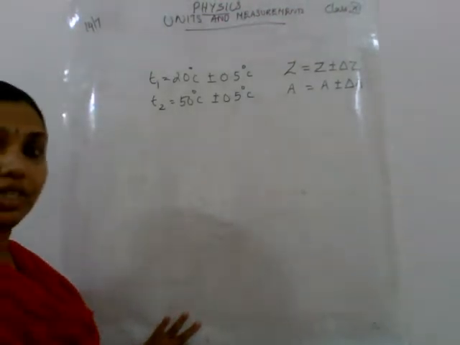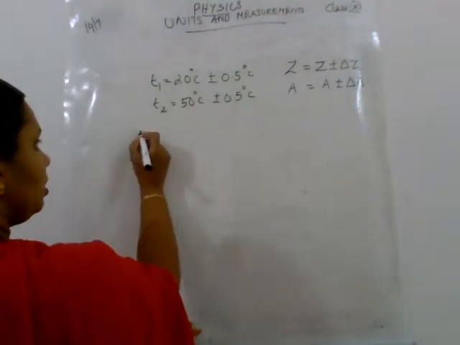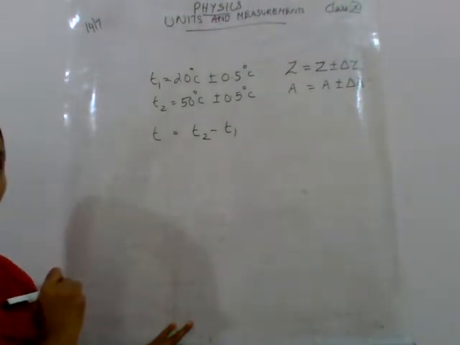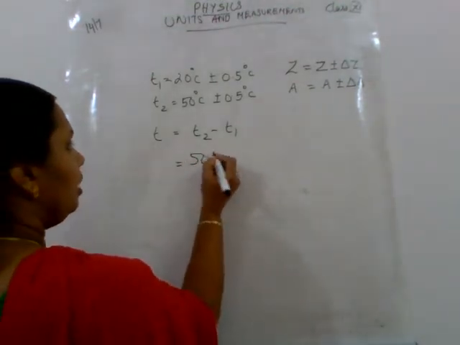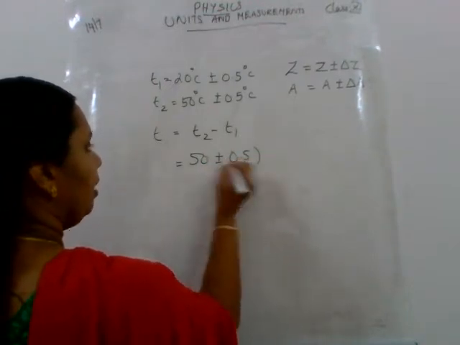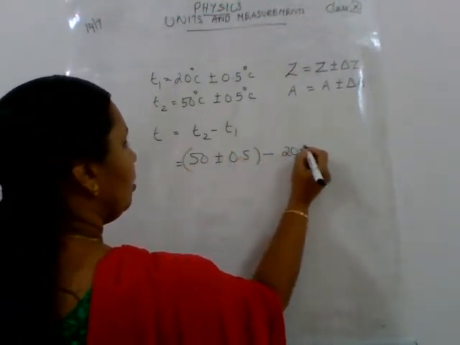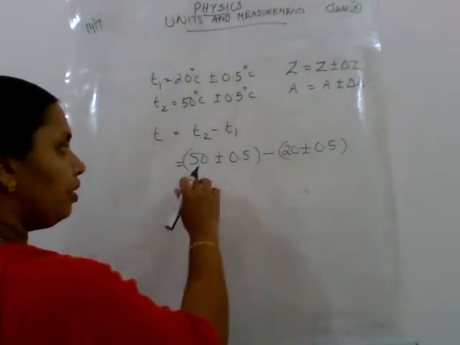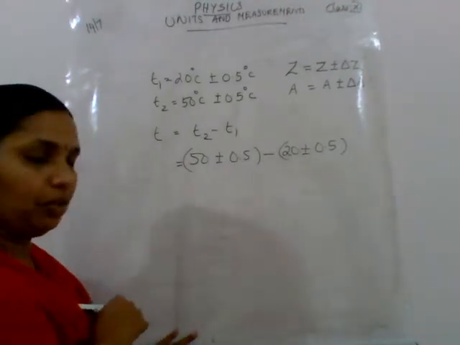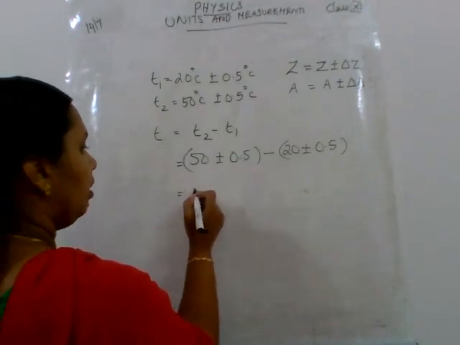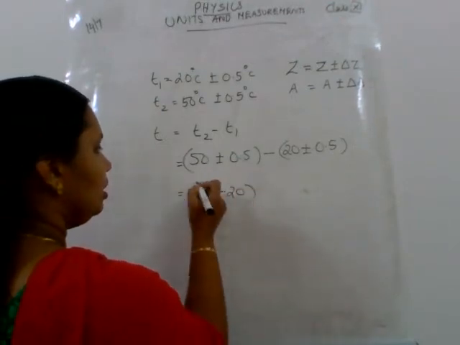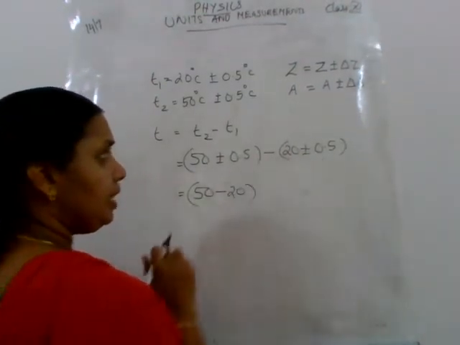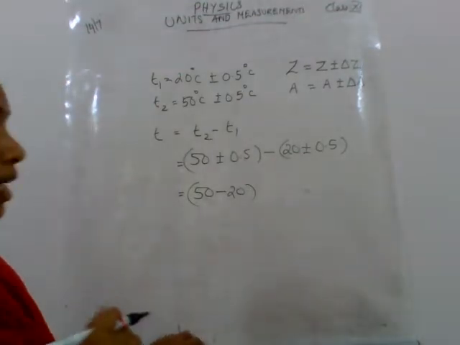So here we have to find out the difference in temperature. So what is the difference in temperature? T is equal to T2 minus T1, isn't it? So 50 plus or minus 0.5 minus 20 plus or minus 0.5. So first we can find out the difference in the true value, that is 50 minus 20. Then if two quantities we are finding the difference, the error will be, what is it?